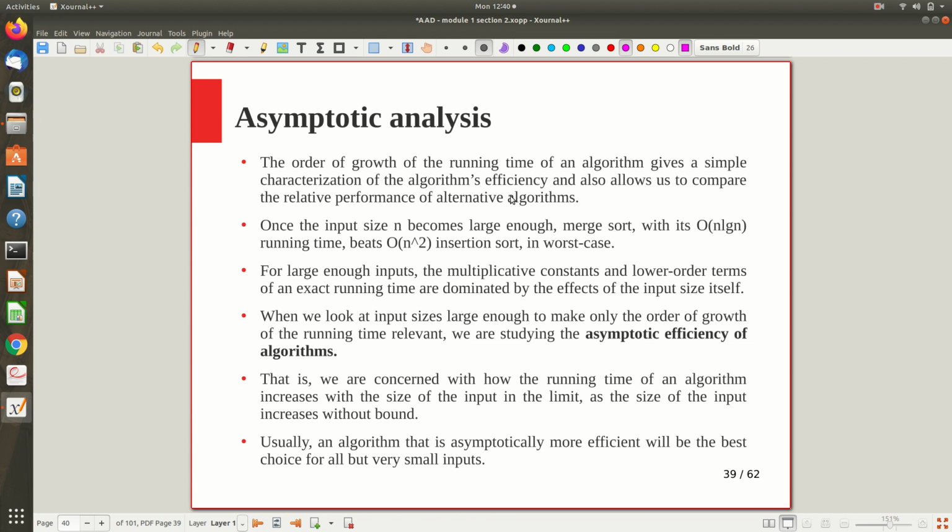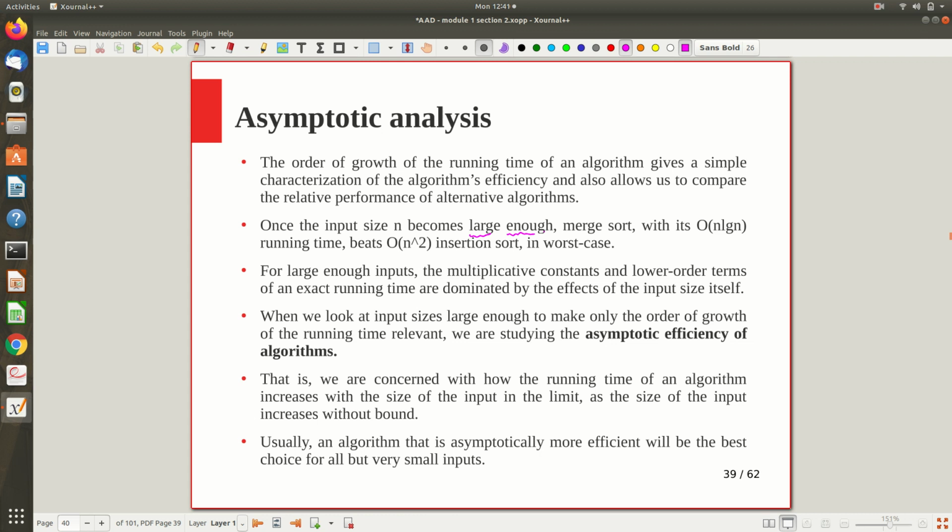The full impact is seen once the input size n becomes large enough. If you want an efficient algorithm for smaller values of the input size, then you don't have to do asymptotic analysis. Just focus on step count analysis and say which is better. But here it is applicable only for large input size, so keep that in mind.